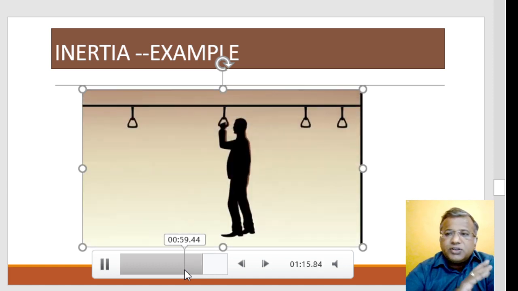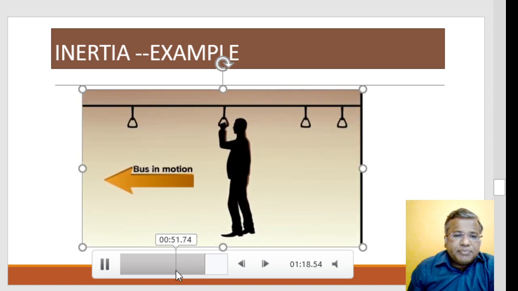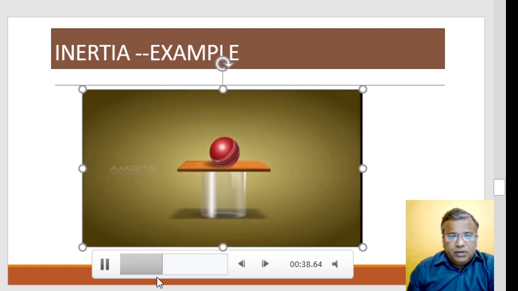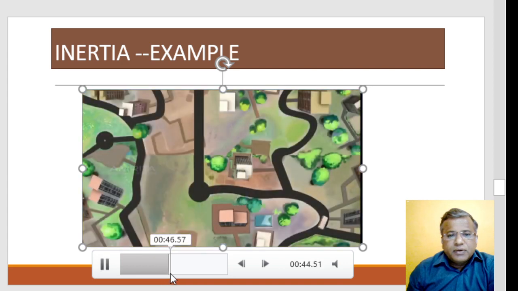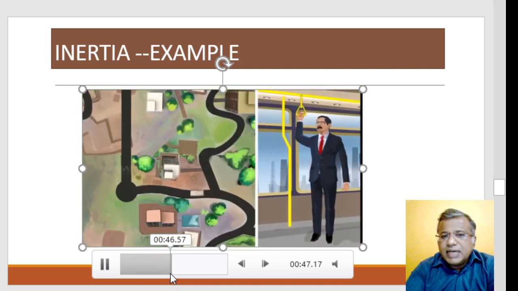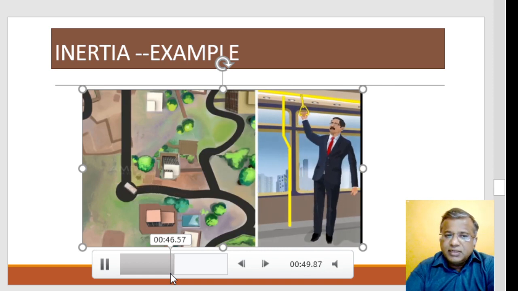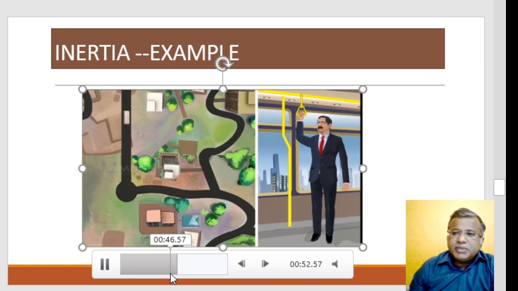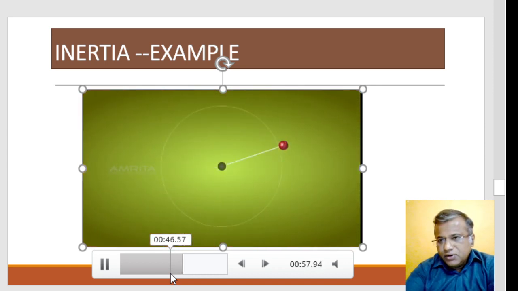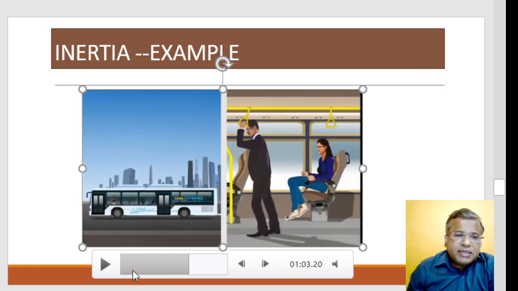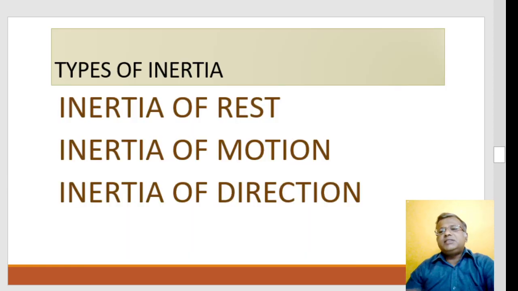One is inertia of rest, the other inertia of motion, and in this example, when you take a turn, this is an example of inertia of direction. Because of the inertia of direction, if a person is moving towards the left, he'll feel a deflection towards the right side. So again, we have three types of inertia: inertia of rest, inertia of motion, and inertia of direction.